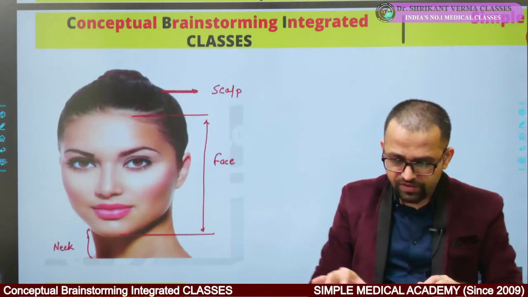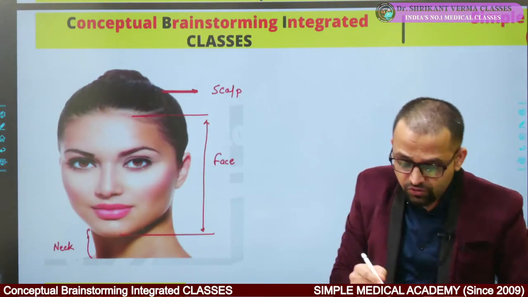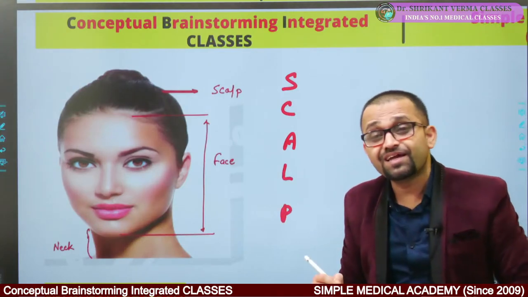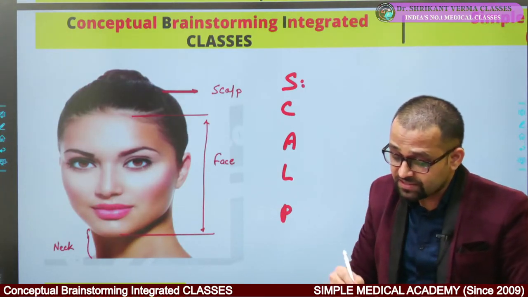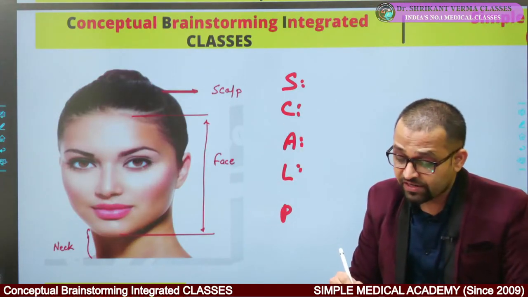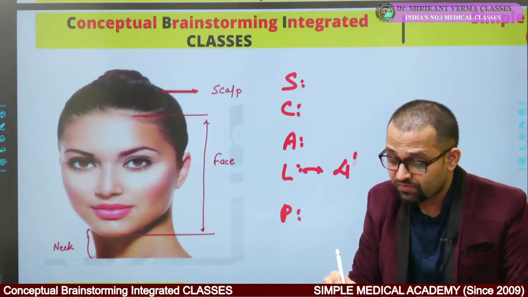Yes. Okay. So we are going to continue. Scalp. Nothing you have to remember in the scalp. SCALP. There are 5 layers. You all are aware. Skin, connective tissue, aponeurosis layer, then loose areolar layer, then pericranium. Remember, this is our 4th layer.